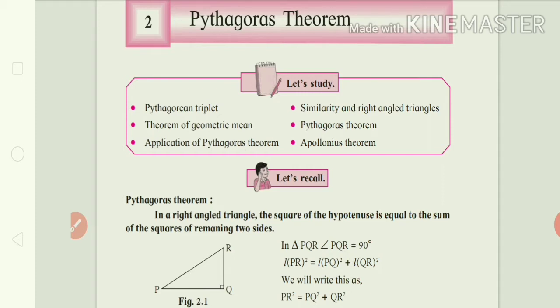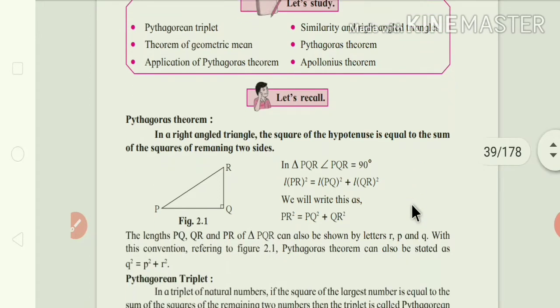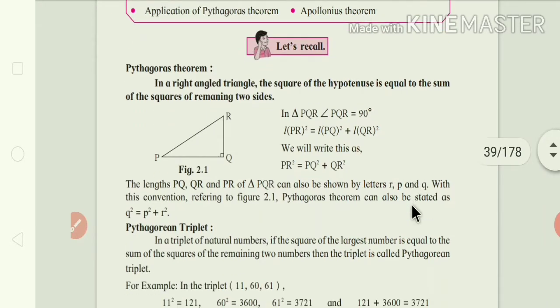In this lesson, the first point is the Pythagorean theorem. Now listen here. In a right angle triangle, the square of the hypotenuse is equal to the sum of the squares of the remaining two sides.